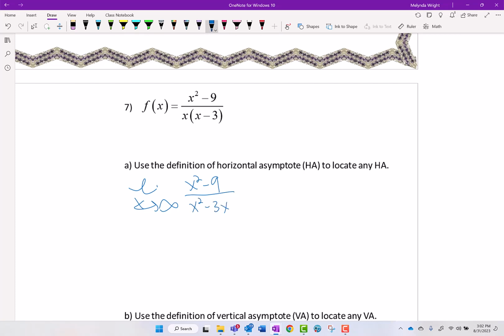I'm going to use the technique that we just talked about. I'm going to multiply by 1 over the biggest over 1 over the biggest, 1 over x squared over 1 over x squared. Are we okay with that? So we have the limit as x goes to infinity. I've got x squared over x squared minus 9 over x squared in the numerator, and x squared over x squared minus 3x over x squared in the denominator.